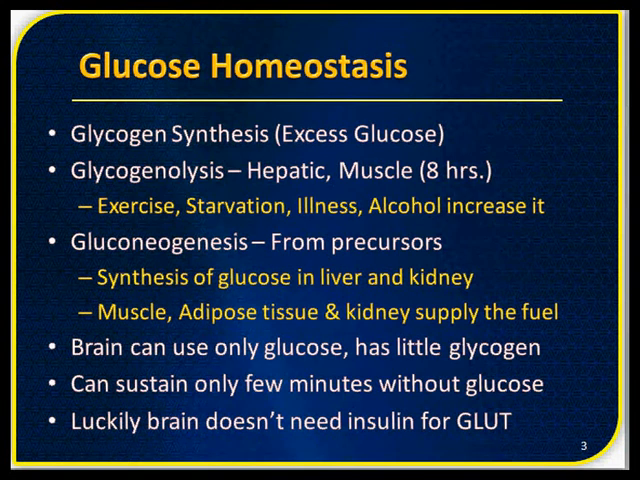Whenever we have excess glucose in the system, it will be stored as a fixed deposit in the liver, in the muscle, and to some extent in other tissues such as adipose tissue, as glycogen. This process is called glycogen synthesis. Glycogen is the storage form of energy. Glucose is converted into a complex carbohydrate called glycogen and stored for needs.